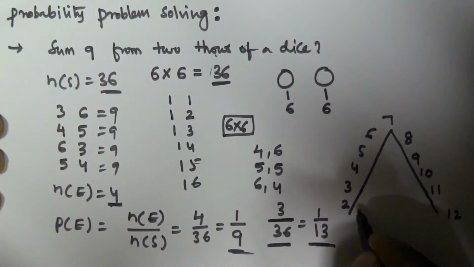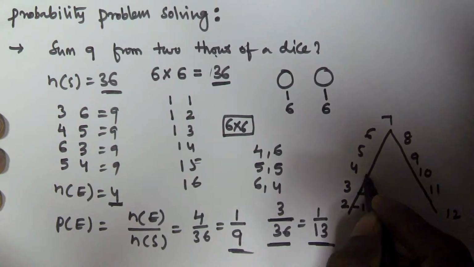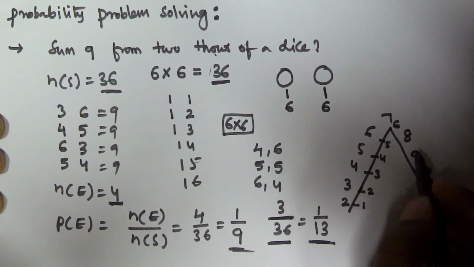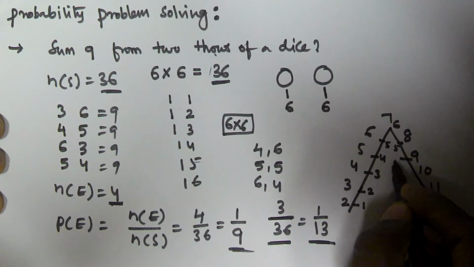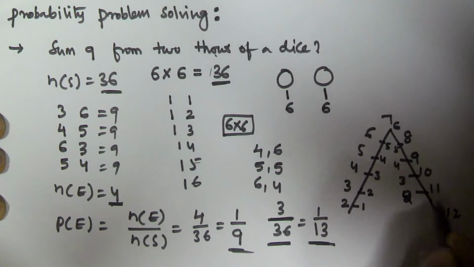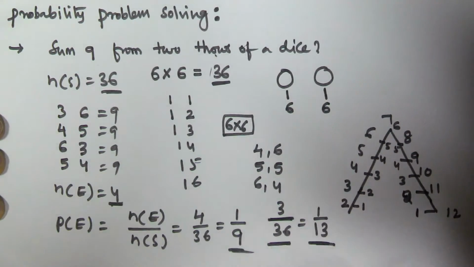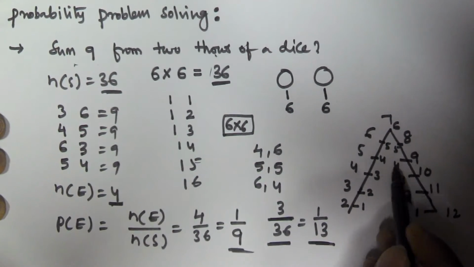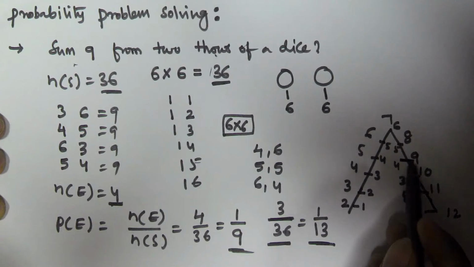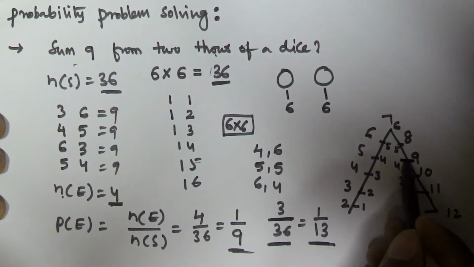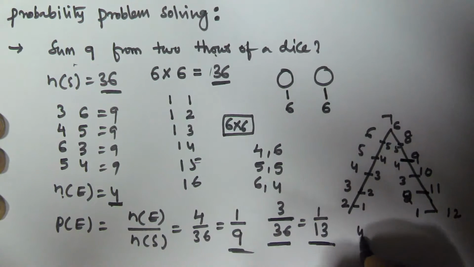So this is going to be 1 and 2, this is 3 and this is 4, this is 5 and this is 6. And again, on the other side, this is 5, 4, 3, and this is 2, and this is going to be 1. So here for the probability of getting sum 9, the number of elements in the event for sum 9 is going to be 4. So that is 4 by 36.